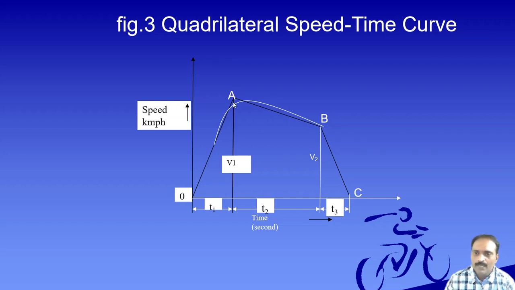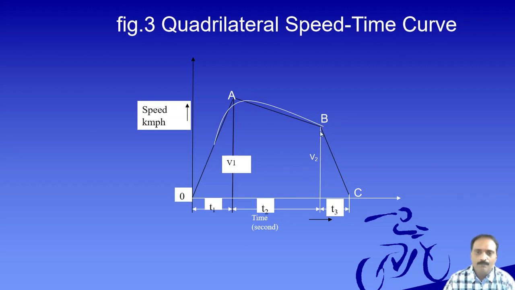From O to A, the duration T1 is considered the accelerating period, and at the end of A we have the maximum speed V1. At this point we switch off the supply, so the train retards slowly from A to B. During this travel from A to B, the vehicle moves on its own inertia, hence it retards. This period is considered coasting retardation.